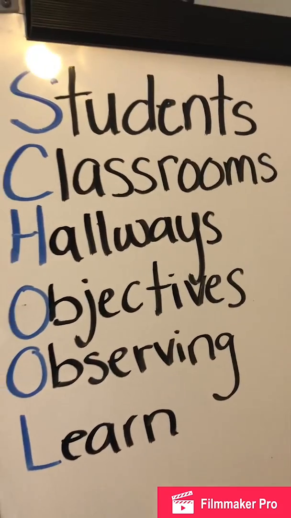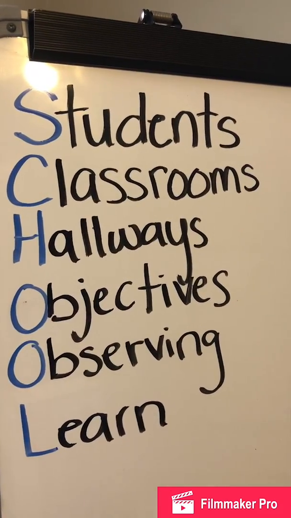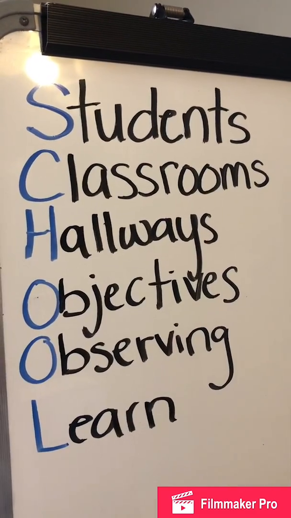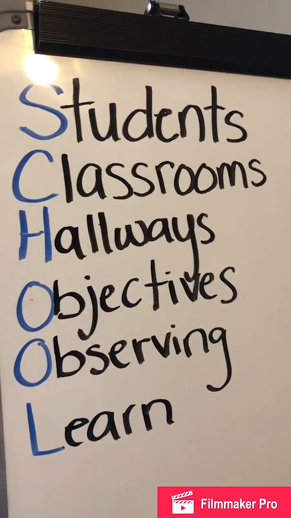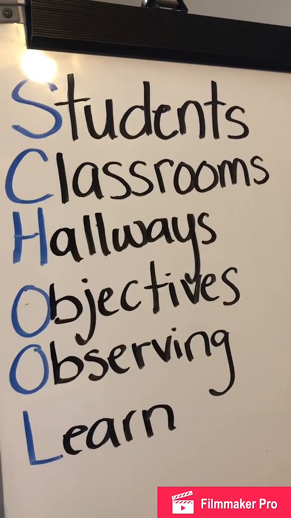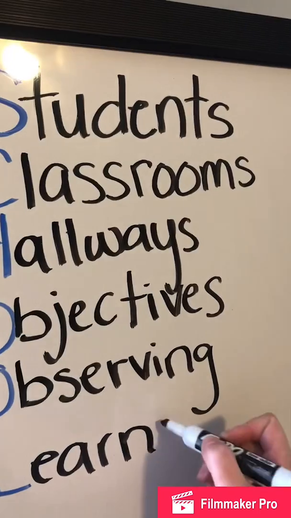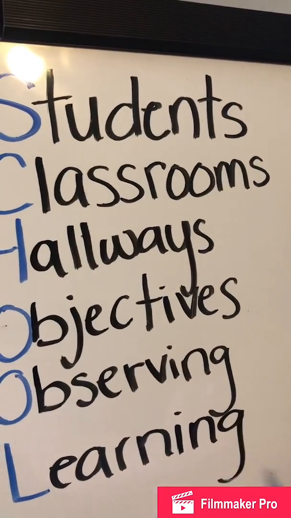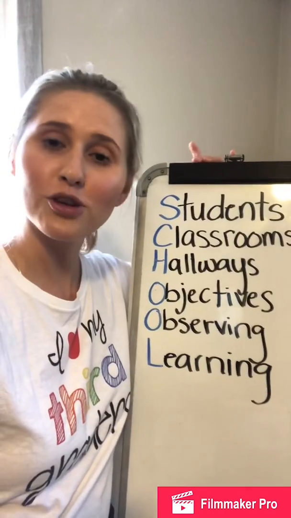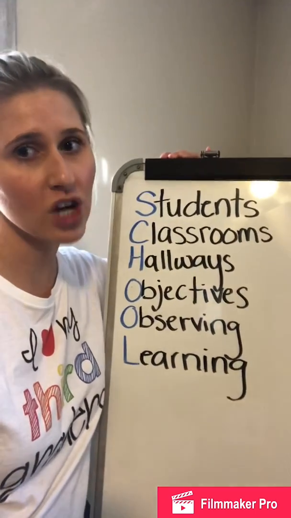When I'm done, I want to reread my poem to make sure all of these words have to do with my topic, school. Students, classrooms, hallways, objectives, observing, learn. I'm going to put learning. I think that'll sound better. Learning. There we go. So my first acrostic poem is done with just words.